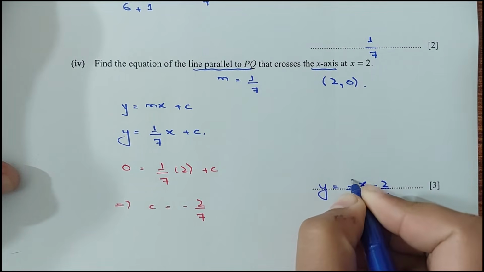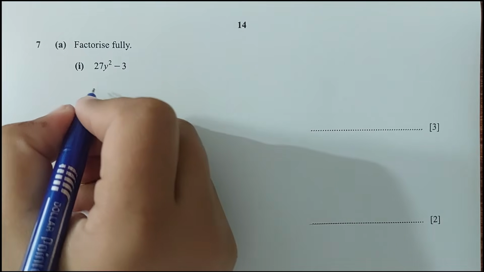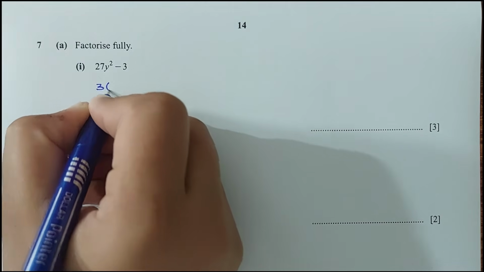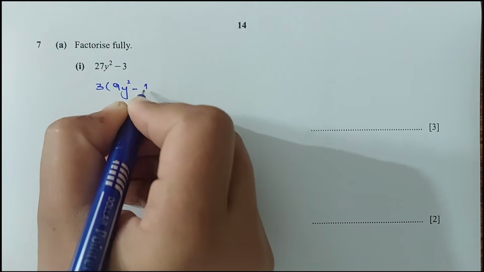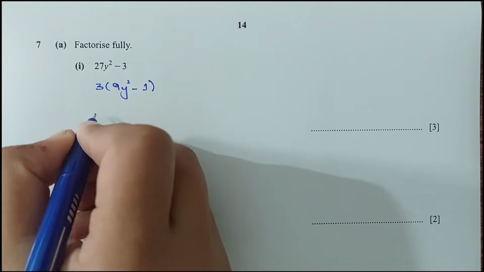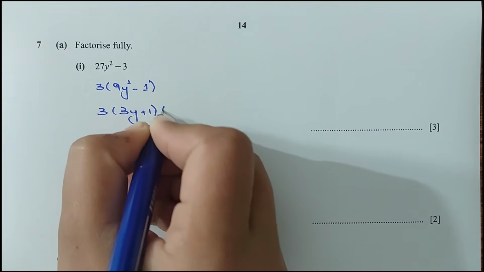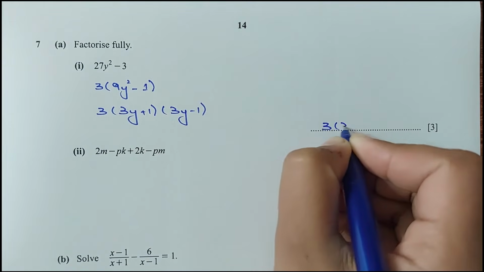Question number 7, part A, factorize fully. Number 1, let me take 3 common. 3 times (9y squared minus 1), right? And we have (3y plus 1) and (3y minus 1). This is the complete factorization.